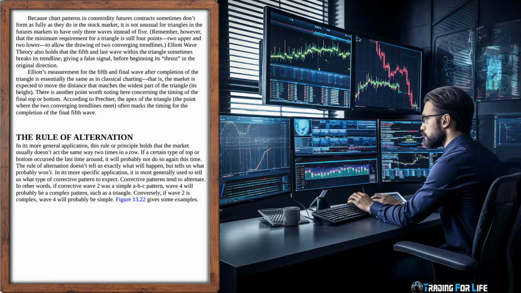If a certain type of top or bottom occurred the last time around, it will probably not do so again this time. The rule of alternation doesn't tell us exactly what will happen, but tells us what probably won't. In its more specific application, it is most generally used to tell us what type of corrective pattern to expect. Corrective patterns tend to alternate.